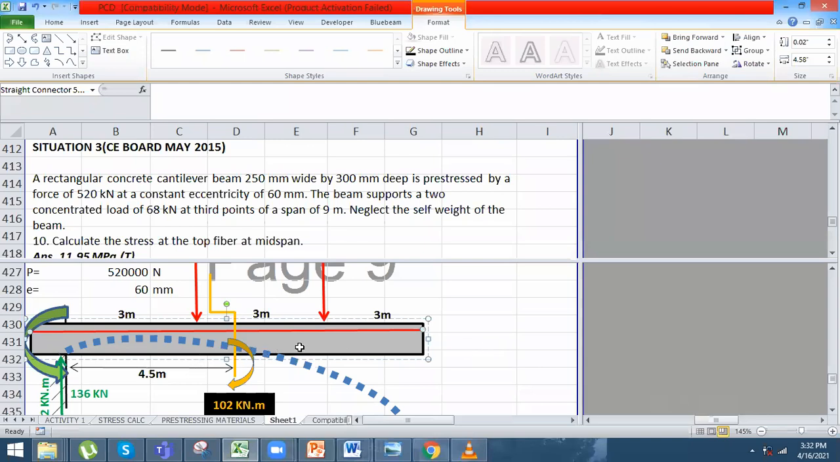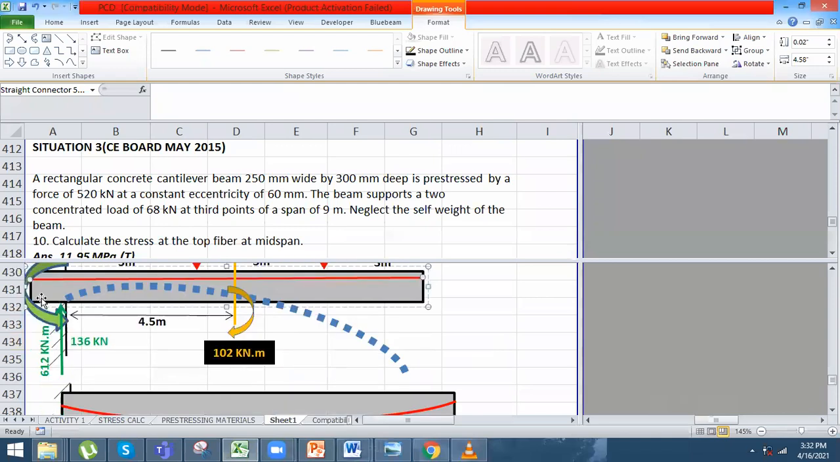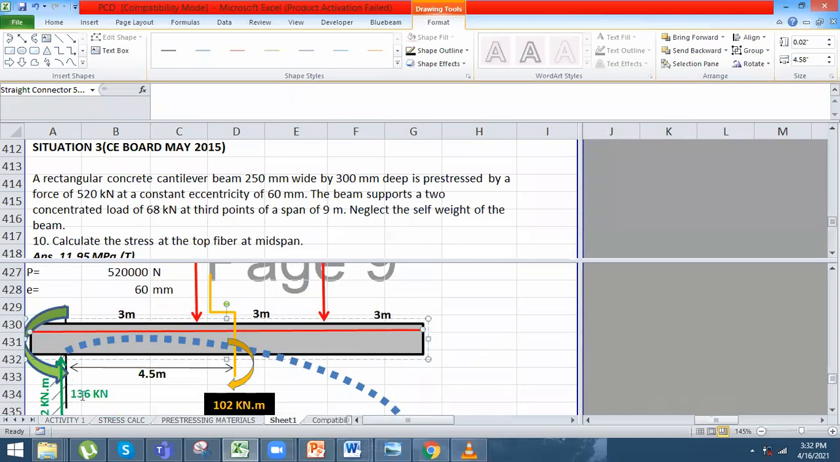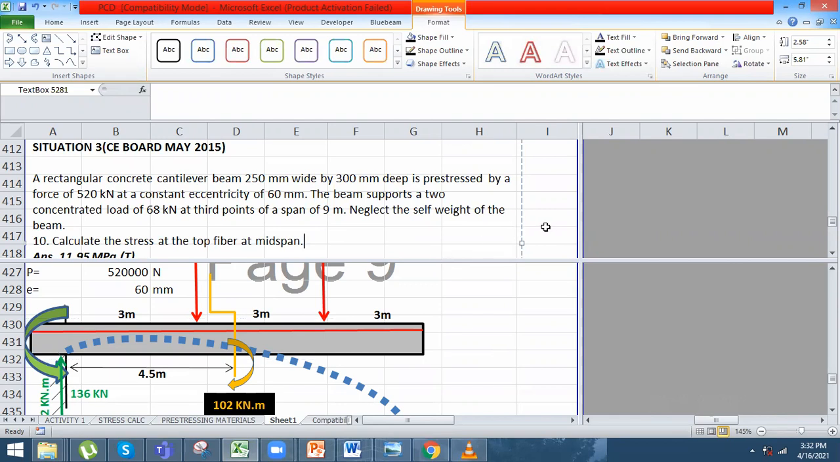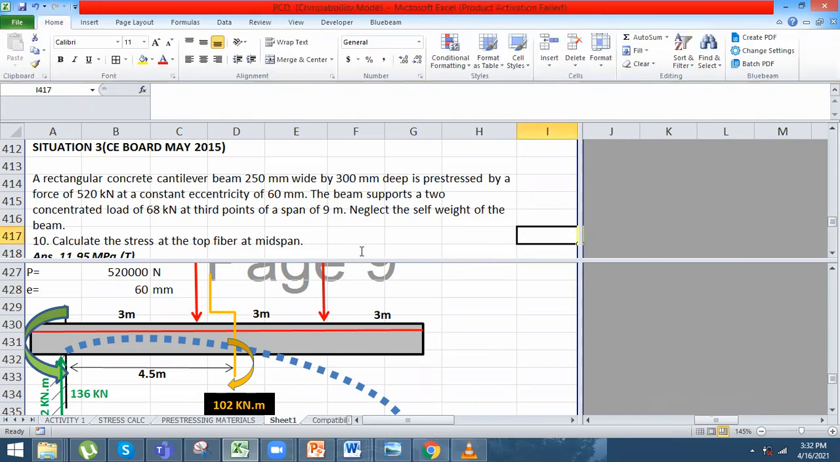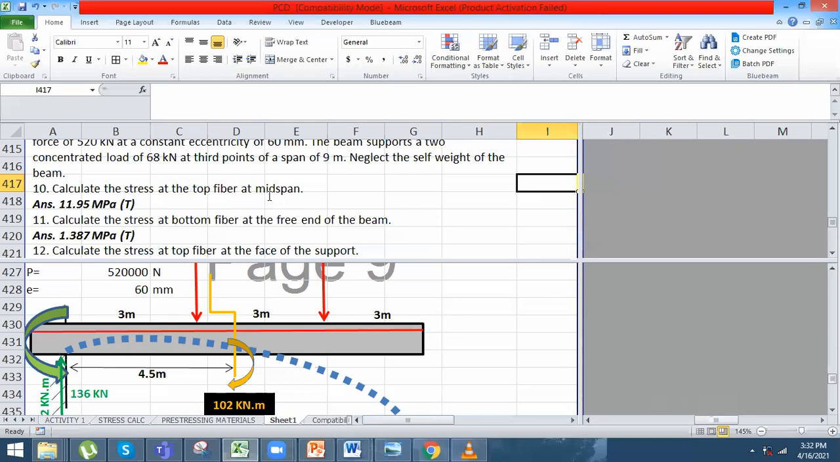Okay, yan yung forces natin located at every third points. 3 meters, 3 meters, 3 meters. And then, of course, if there's a moment, there should be a resistance here, which is 612 kilonewton meter. And there's a vertical reaction there na 136 kilonewton. Okay. Now, for the first one, ito, yung data na yun is gagamitin natin mamaya sa number 11. Okay. So, calculate the stress at the top fiber of the midspan. So, isa-isahin natin guys.